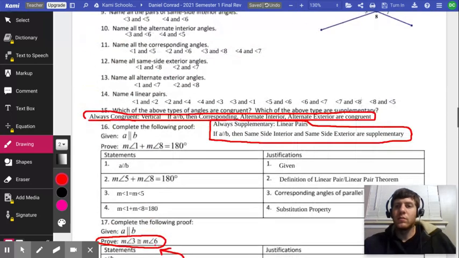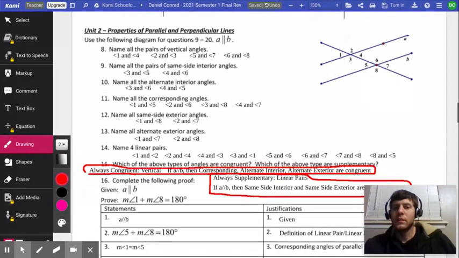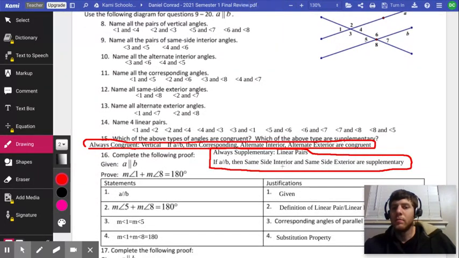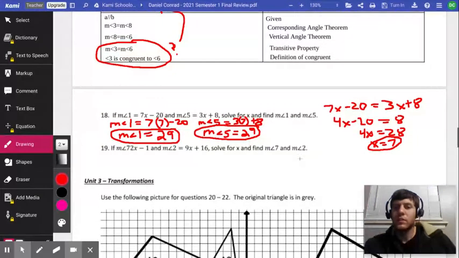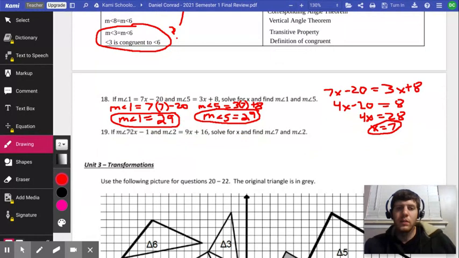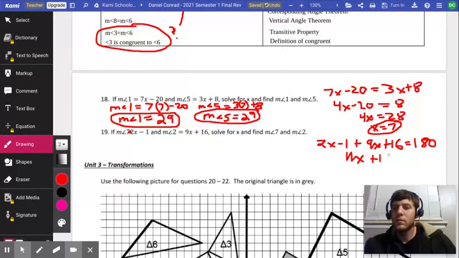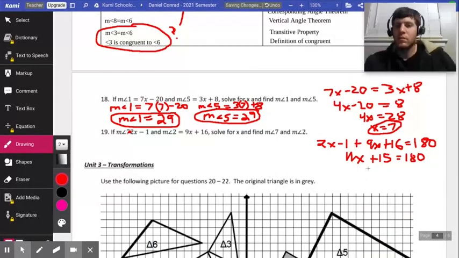So if we look at 7 and 2, those are same side exterior angles, and we said same side exterior angles are going to be supplementary here, so they add up to 180. So our equation for this one is going to be 2x minus 1 plus 9x plus 16 equals 180. Then we can combine like terms. That's going to be 11x plus 15 equals 180. We subtract 15 from both sides, so we get 11x equals 165.